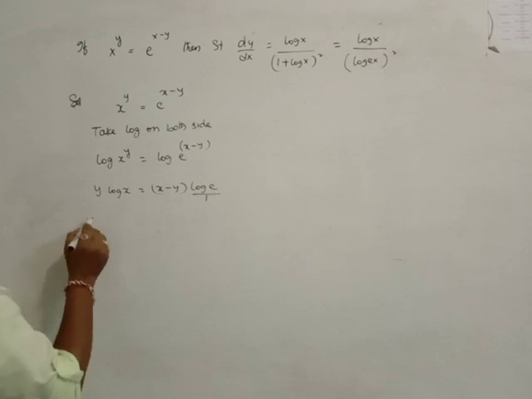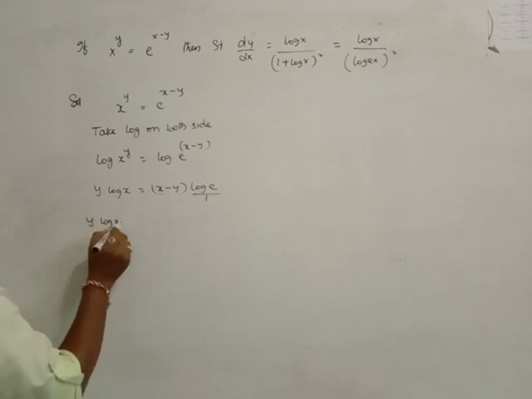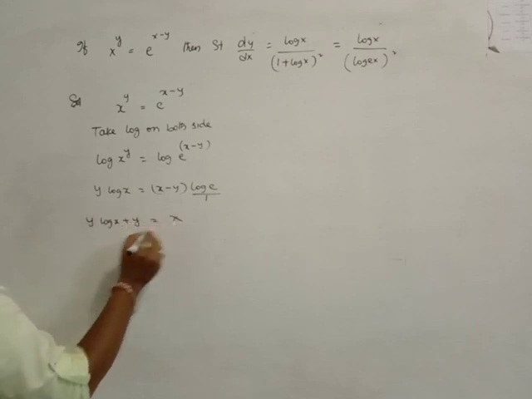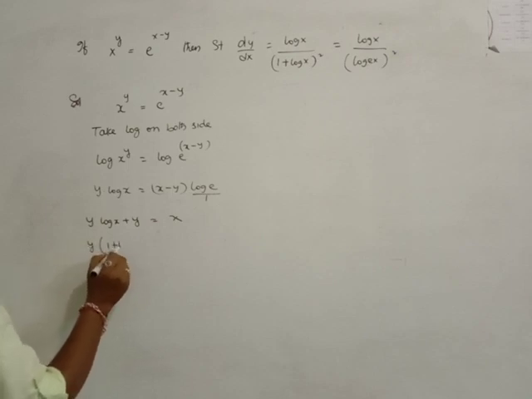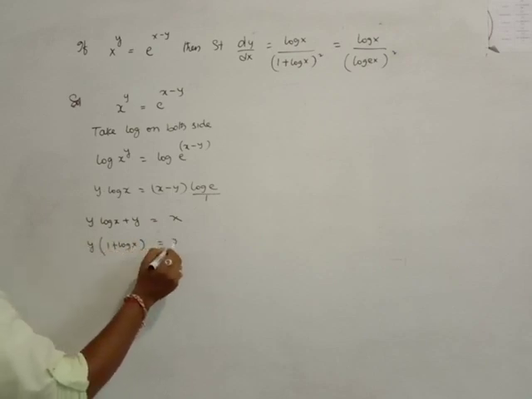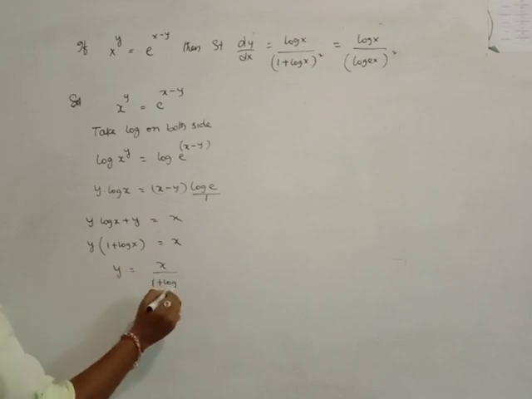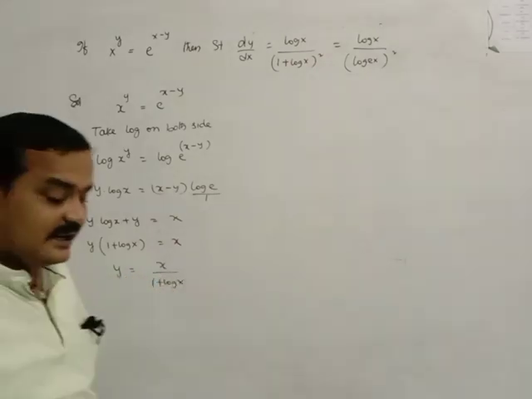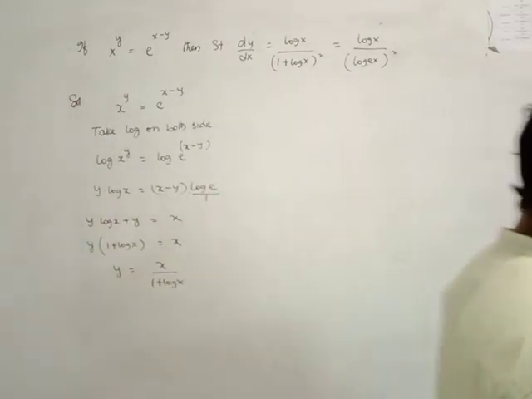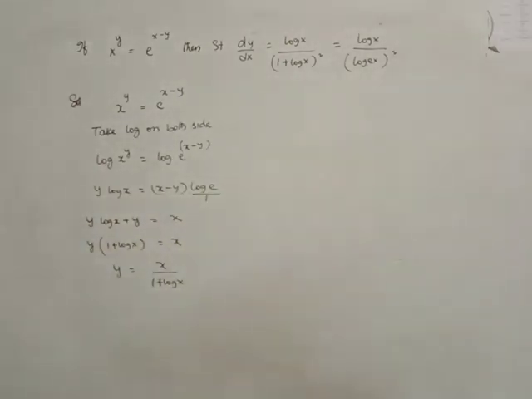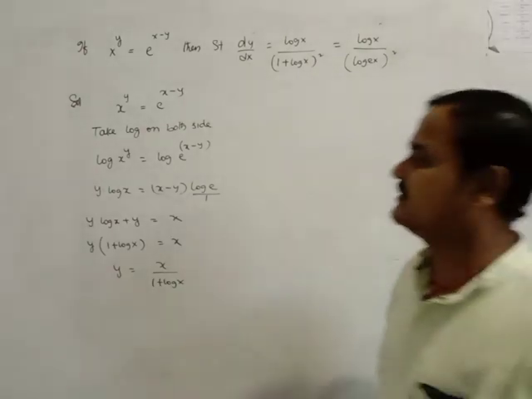Bring this y to this side. y into log x plus y is equal to x. Take the common factor y: y into (1 plus log x) is equal to x. So y is equal to x by (1 plus log x). Here we converted the implicit function to the explicit function.